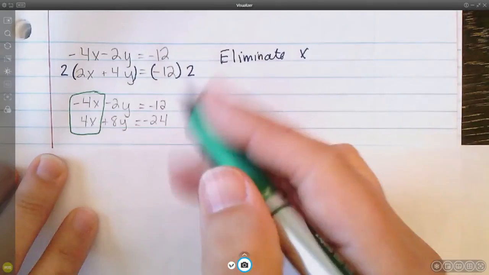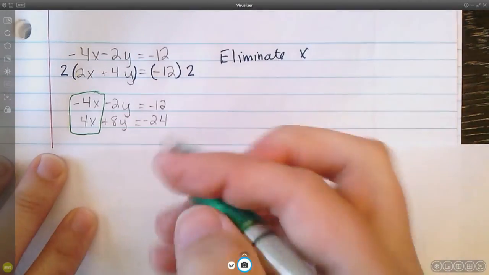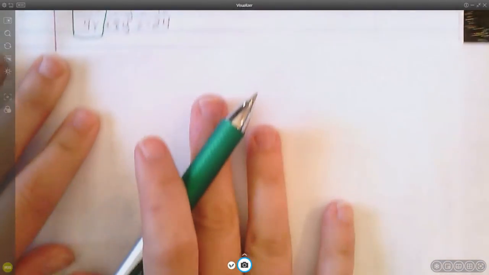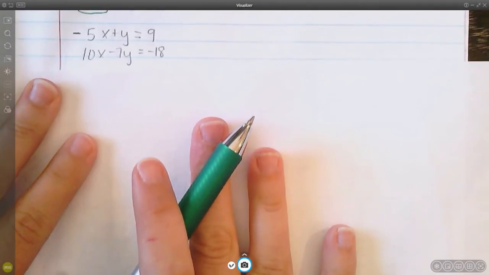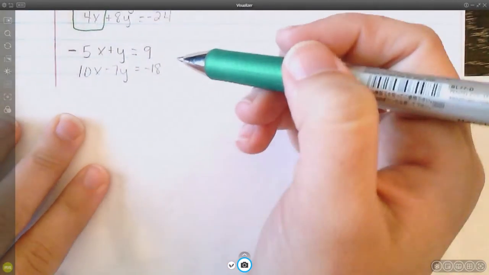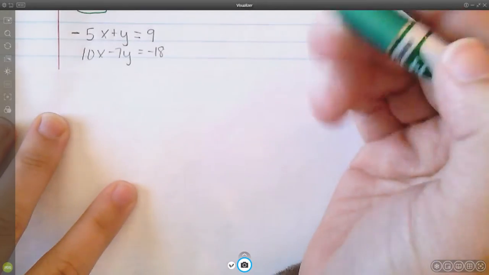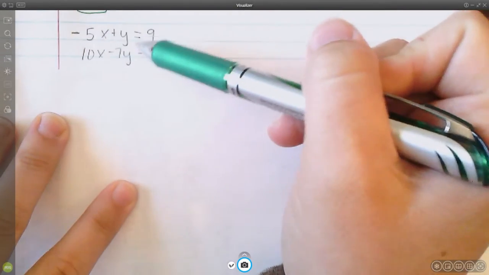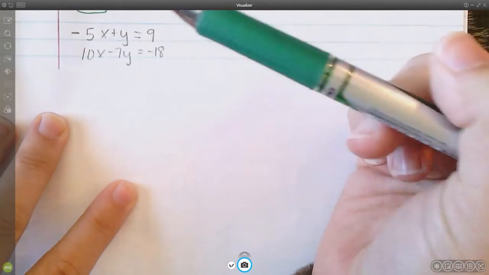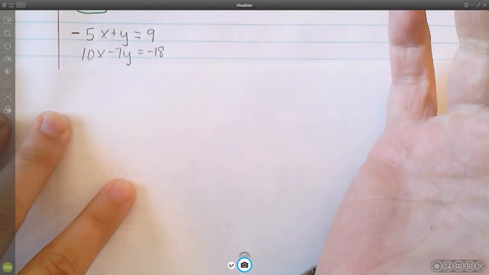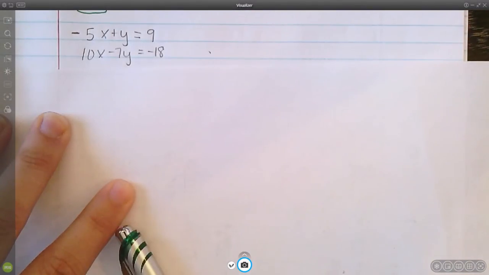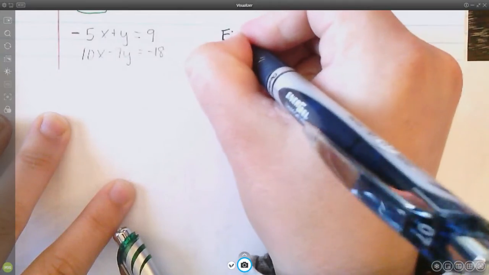Okay, so now instead of going through this whole problem, I just want to practice the multiplying part for now. Okay, so let's say we have this one. So again, you can eliminate either your x's or your y's. It does not matter which one. This time let's eliminate the y.